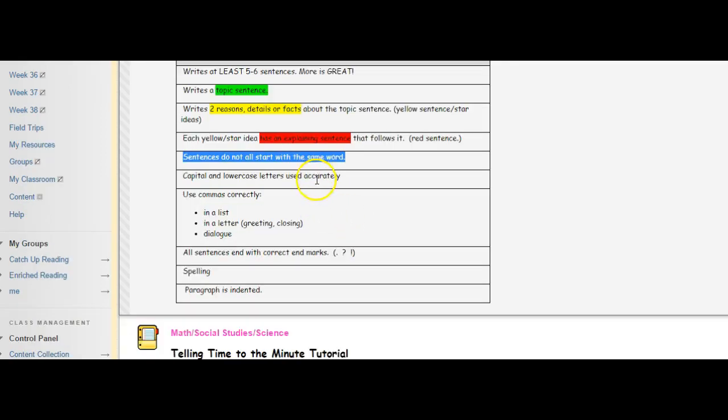You need to, as always, go back and look, are your capital and lowercase letters used correctly? Do you have commas where they should be? If you have 3 things in a list, do you have commas in between them? Do all of your sentences have end marks? Do you have a period after every sentence? Does the next sentence then start with a capital letter?